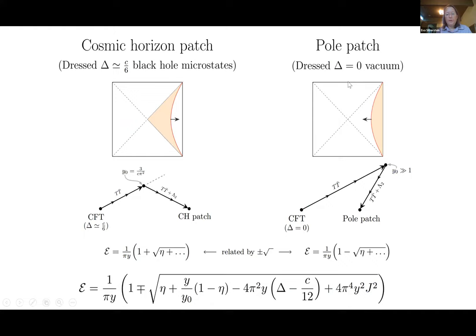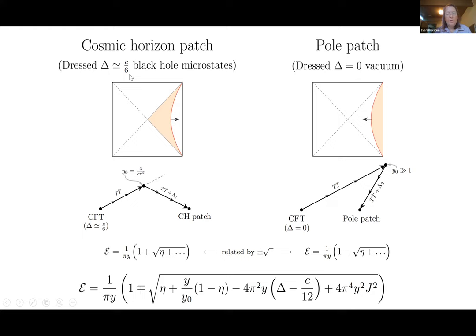Okay, so in a nutshell, we can use this method to address two natural patches of de Sitter that really line up very nicely with this approach, and with, as we'll see, the point that you would expect a finite number of states.